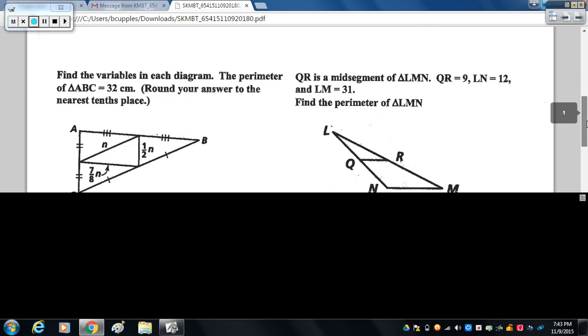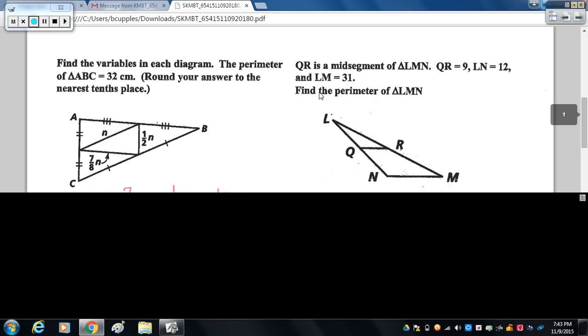All right, now the last problem I want to go over with you guys is this one right here. Find the variables in each diagram. The perimeter of triangle ABC is going to be 32 centimeters. I need you to find the length of n. Now, in order to find the length of n, I need you to understand that this segment here is half of this one here. And this segment here is half of this one, and this segment here was half of this one. So therefore, if the perimeter of the big triangle is 32, then the perimeter of the small triangle would have to be half as much, 16.